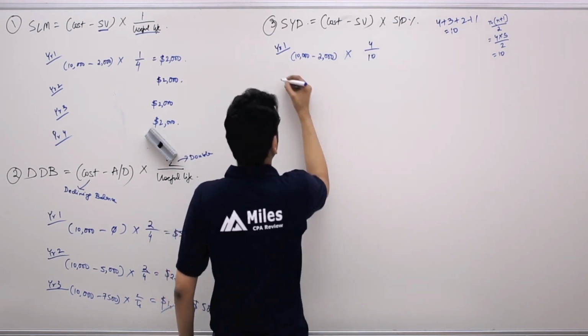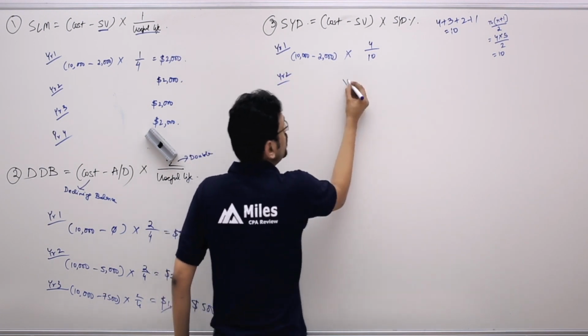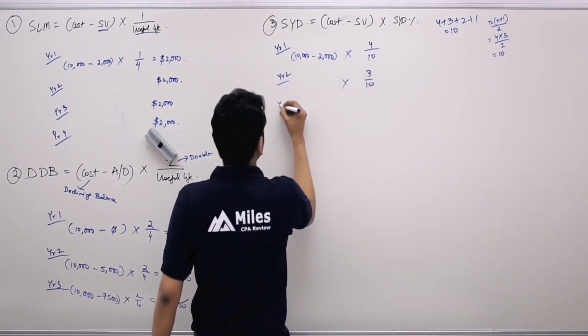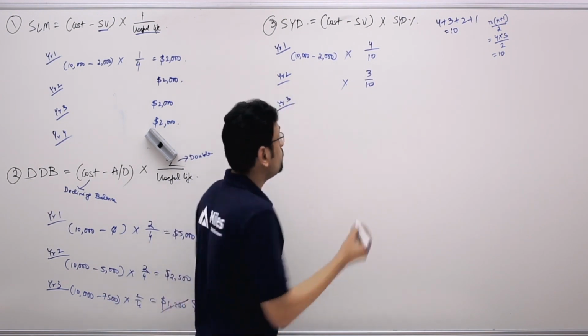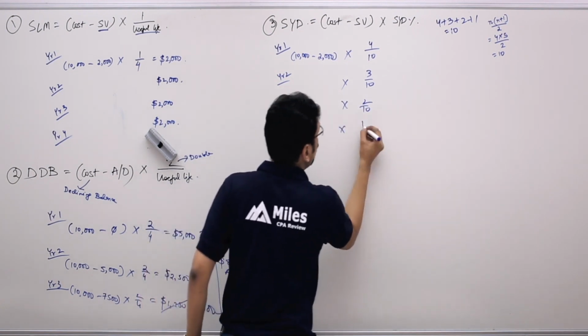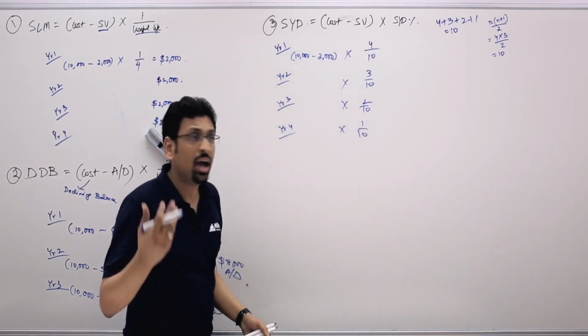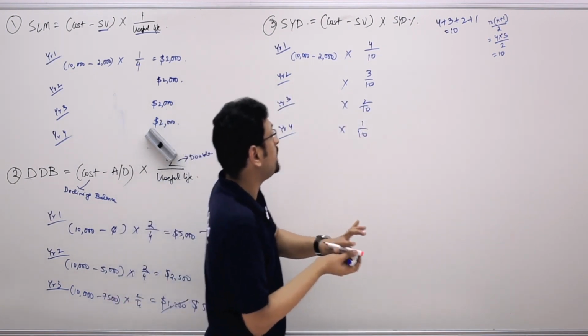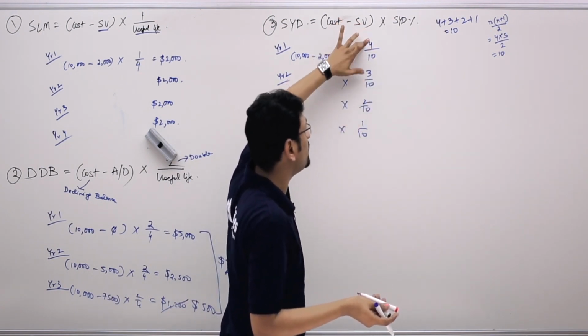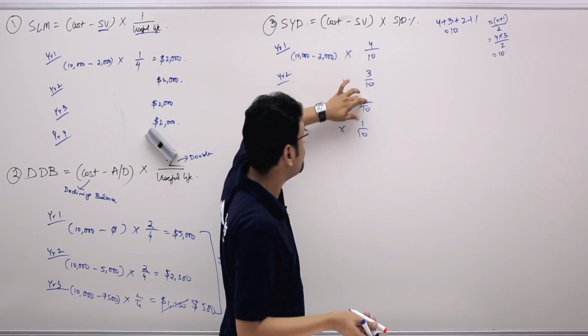In the second year, you would say how many years are left? 3. 3 by 10. In the third year, how many years remaining? 2 years. Fourth year, how many years remaining? 1. So guys, I hope you're understanding what's happening here. We've taken 4 by 10, 3 by 10, 2 by 10, 1 by 10. So if you total this, 4 plus 3, 7, plus 2, 9, plus 1, 10.